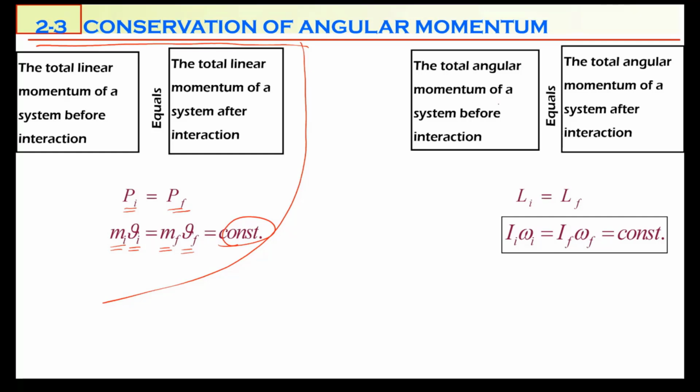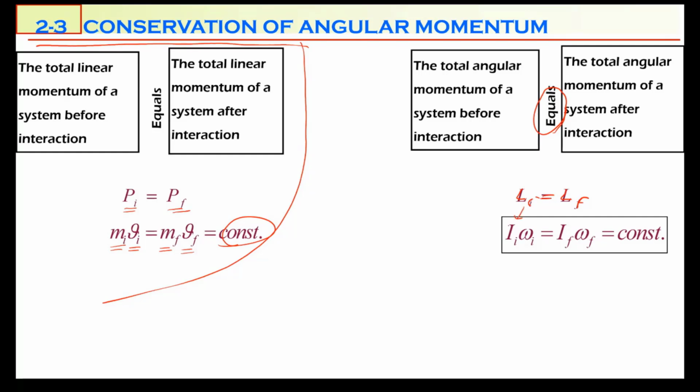So the total angular momentum of the system before interaction. Interaction means, I mean, when he opens his arms or closes his arms, and when he makes some change on the system. So that's the interaction I am talking about. The total angular momentum of the system before interaction and after interaction must equal each other. Yani initial angular momentum and final angular momentum must be equal.